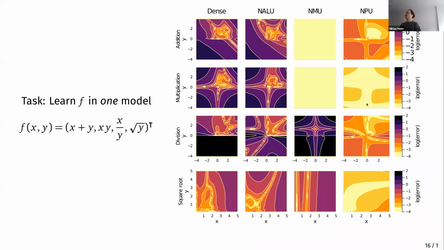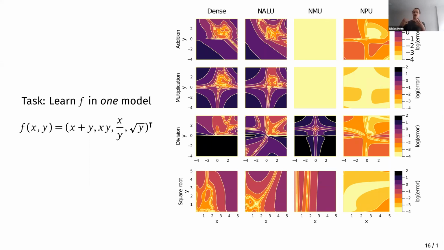Okay, so now we have our NPU that you can compare to the rest of the layers, right? It is not as good as the NMU on the specialized tasks where NMU is the specialist for addition and multiplication, so it's not really surprising that it's very amazing there, but we're kind of close. And in addition, we also get much better performance for division and square root. So yeah, this is the extrapolation part of the talk.